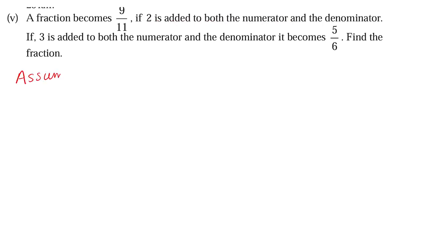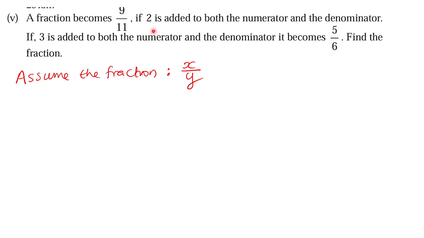We assume the fraction. Fraction means X by Y, like 1 by 3, 7 by 5, 11 by 5. All these are fractions. We have to find out a fraction. We make an assumption that X by Y is the required fraction. X is said to be numerator and Y is said to be denominator. So initially I make an assumption this as the fraction.